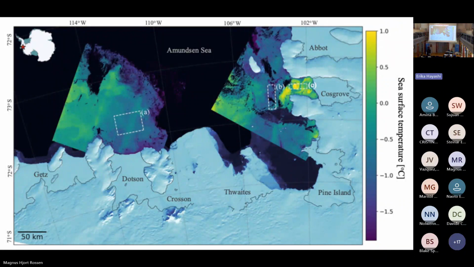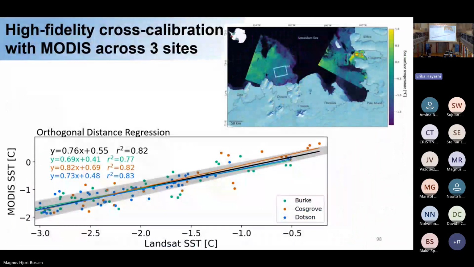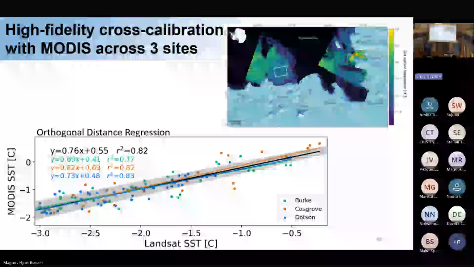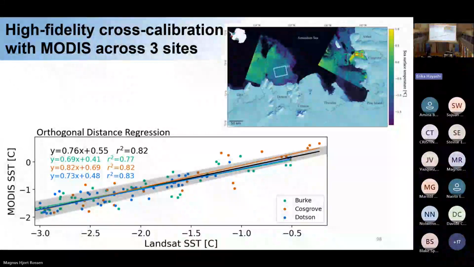The boxes shown here are the areas we used as sampling sites for cross-calibration, and each of those is in a different color. We used an orthogonal distance regression between Landsat sea surface temperatures along the x-axis and MODIS sea surface temperatures along the y-axis to find a very high fidelity cross-calibration between the two, and the black is the total combined matchups that we had. So these look really nice.